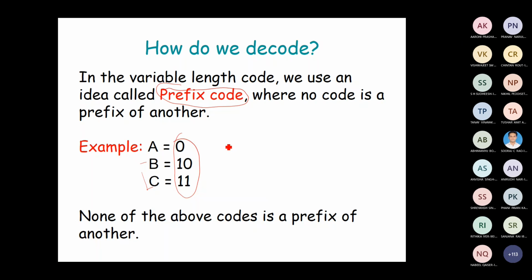Say for example, A is equal to 0, 0, B is equal to 0, 1 and C is equal to 1, 0. This is not a prefix code. Why is it not a prefix code? If you look at the code for B, it starts with 0 and the next bit is 1. This 0 is the code for A only. Suppose I receive the information 0, 1, 1, 1, something like this.